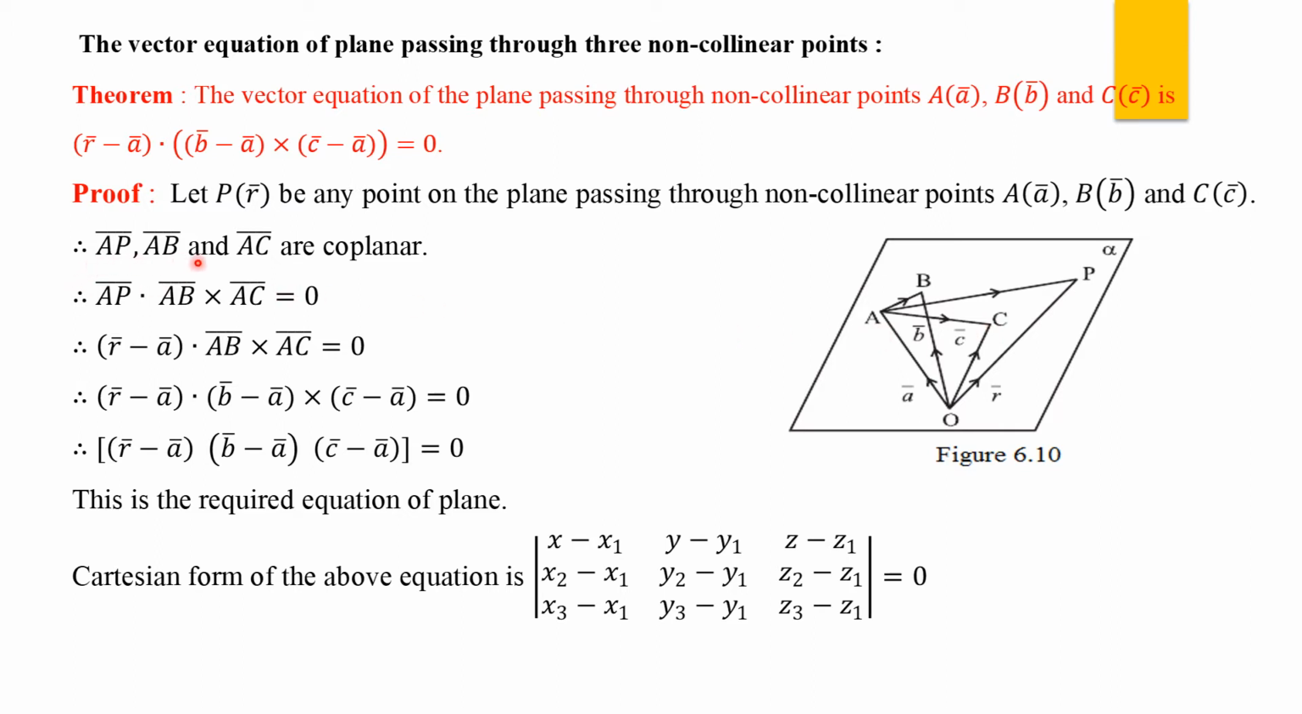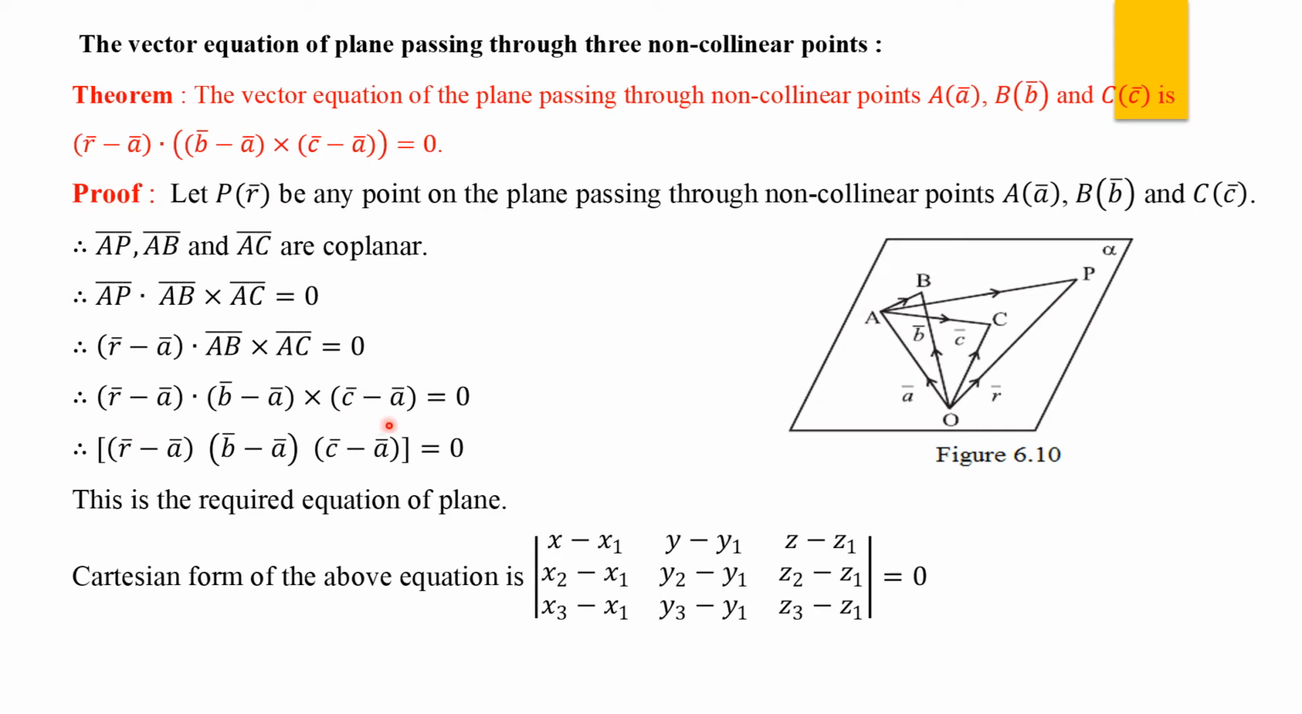Then AP vector, AB vector and AC vector are coplanar. Three vectors on the same plane are coplanar. Therefore, AP vector dot AB vector cross AC vector equal to 0. AP vector is r vector minus a vector. Also we know that AB vector is b vector minus a vector and AC vector is c vector minus a vector. So (r vector minus a vector) dot (b vector minus a vector) cross (c vector minus a vector) equal to 0.